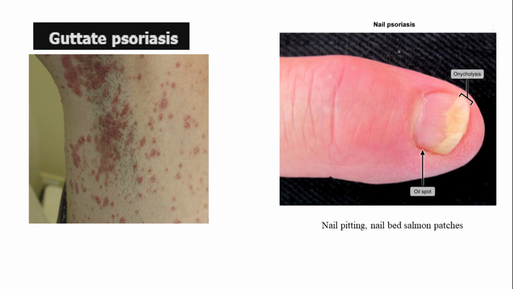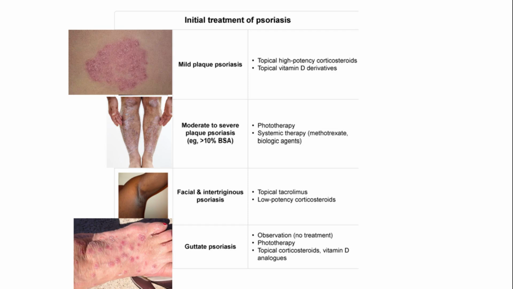Guttate psoriasis presents with small drop-like lesions, while nail psoriasis features nail pitting and salmon patches. Both require specific treatment approaches. Let's go over the initial treatment of psoriasis, based on the type and location of the disease.